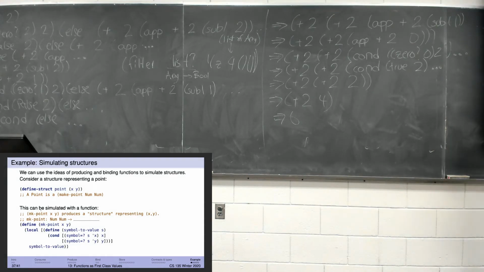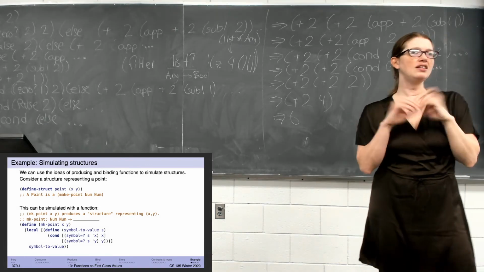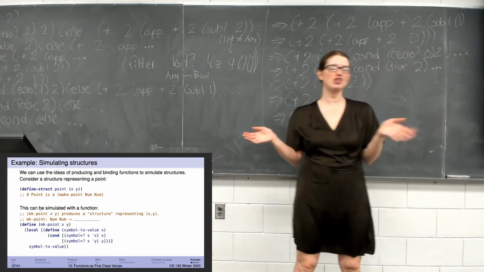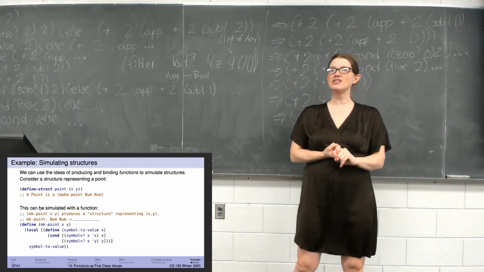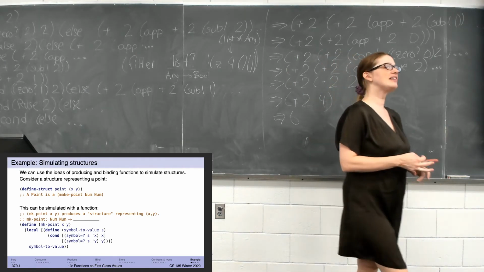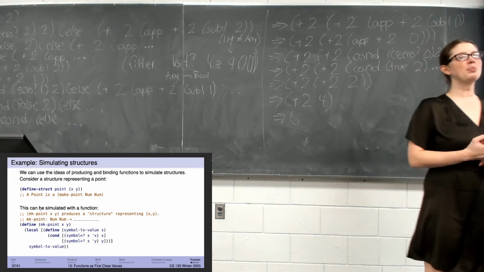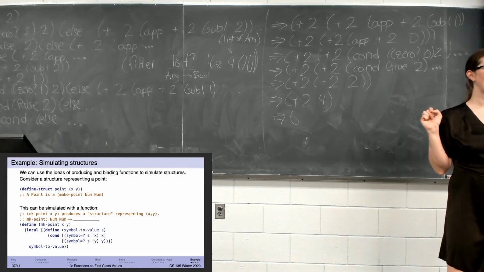So we have define-struct. And here we have an example for a point. This is a plain old point in two-space, so just x and y. And you know that when you call define-struct, you get a constructor make-point, a selector point-x and a selector point-y, and you get a predicate point?.